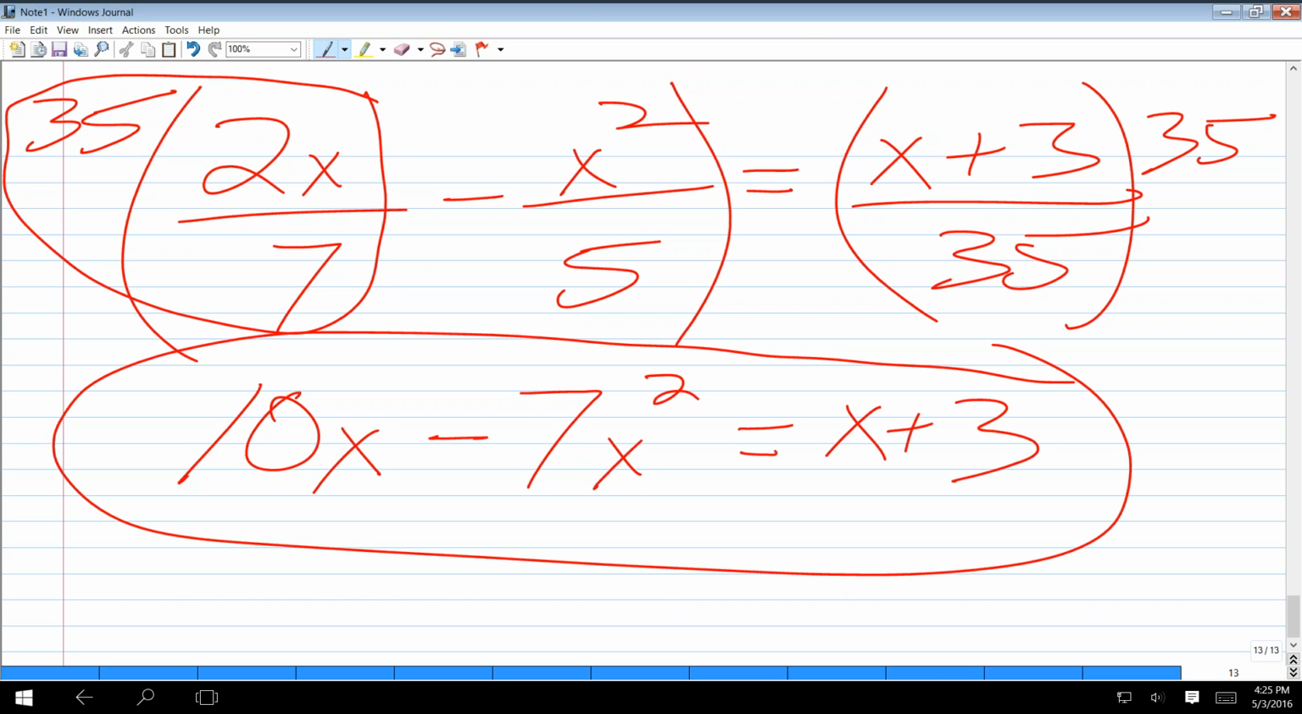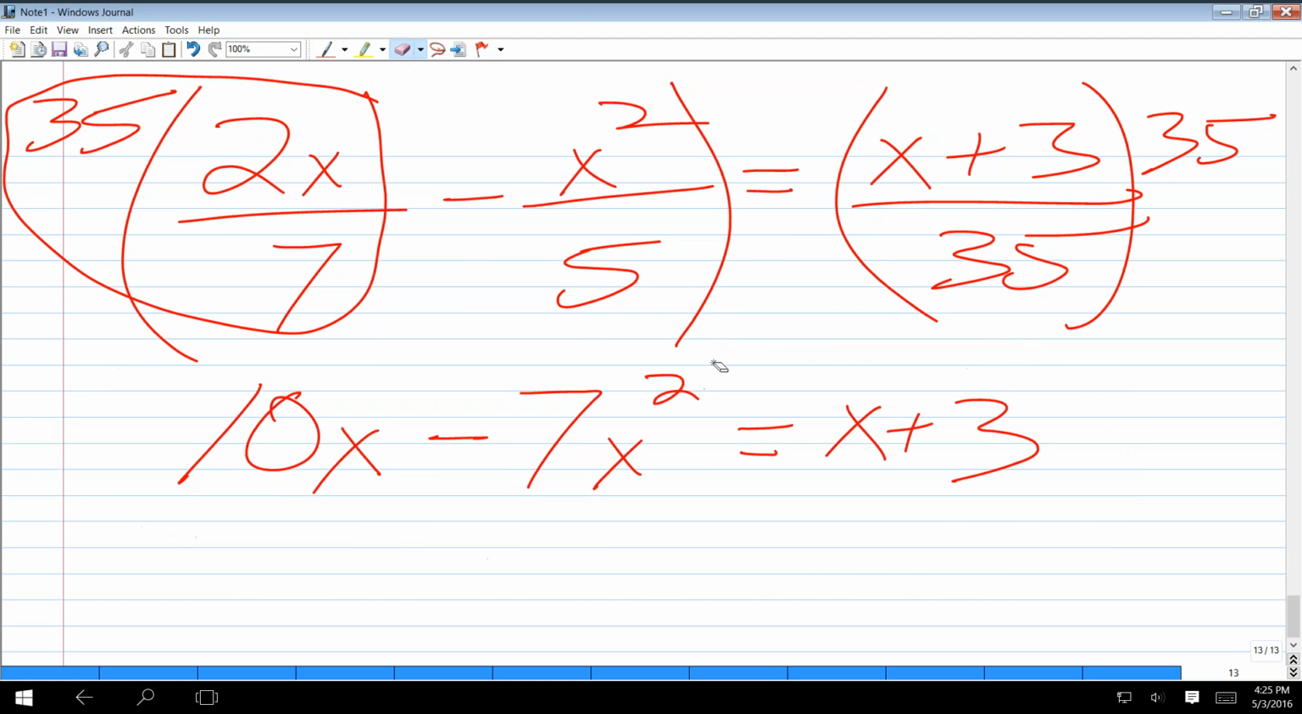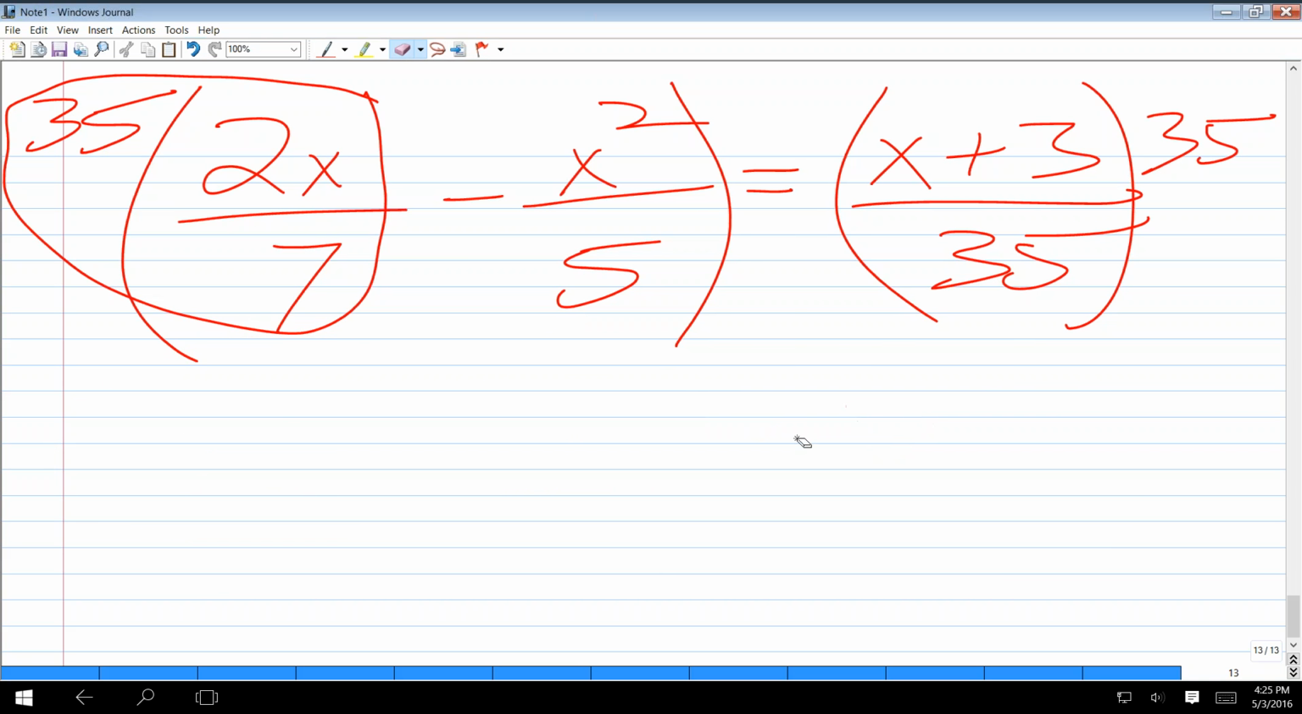Get everything on one side of the equation, set the other to 0, and solve your quadratic the way you would normally solve a quadratic. But notice that first step. Always look and see if I can multiply both sides of the equation by the same number or the same variable.